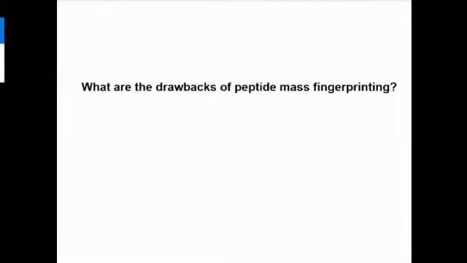So I've alluded to this already. What are the drawbacks of peptide mass fingerprinting? I mean, the advantage is that it's quick, but the drawbacks are that you need a higher number of peptides. You need to be able to detect a greater number of peptides to be able to confidently assign the protein. And plus, you don't get any sequence information.